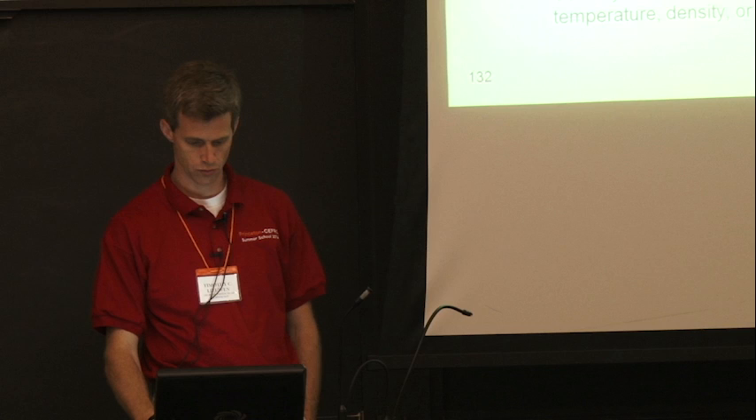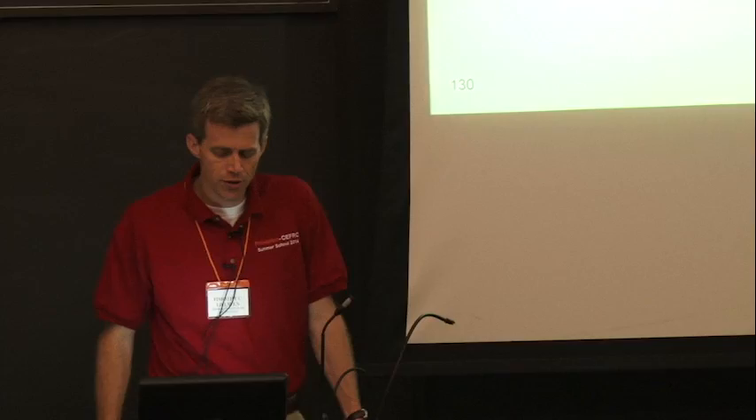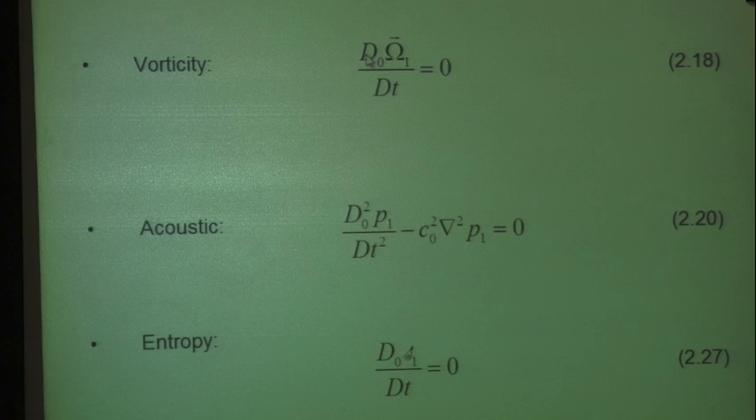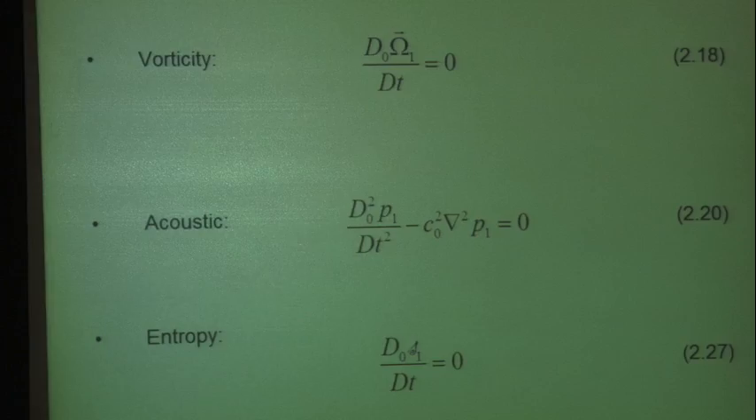Now, vortical disturbances, again, given these assumptions of uniform flow, vortical disturbances describe a simple convection equation. Capital D denotes the substantial derivative. The subscript naught here denotes the convection by the mean velocity. So let me just explain this notation.